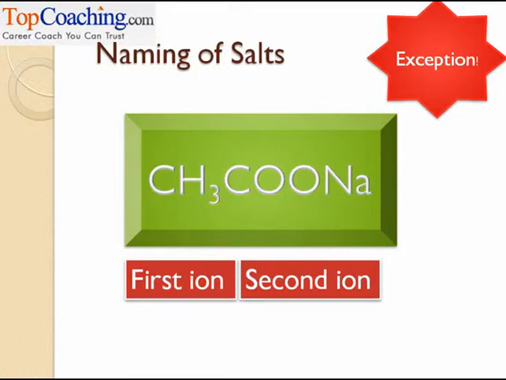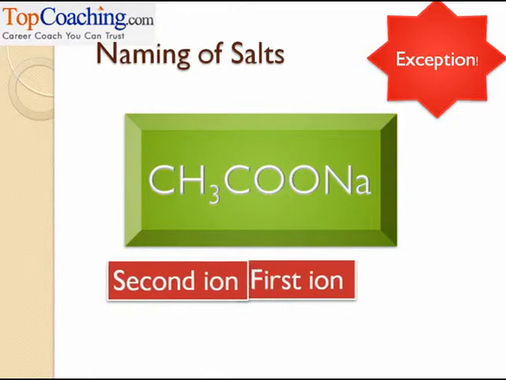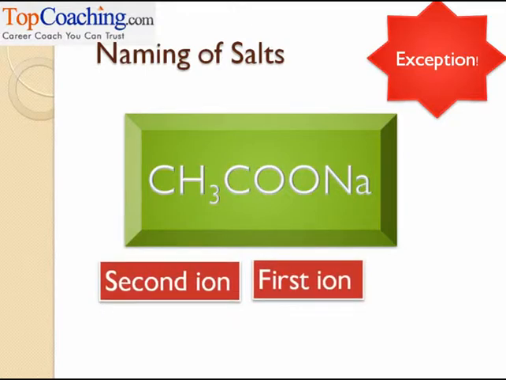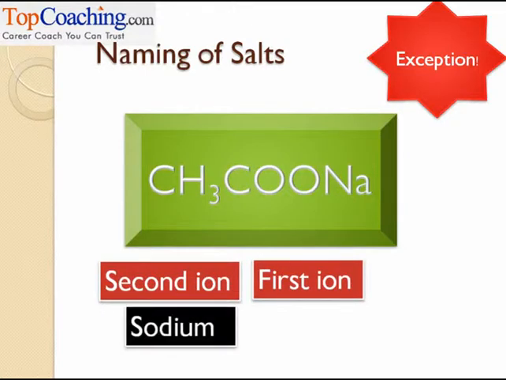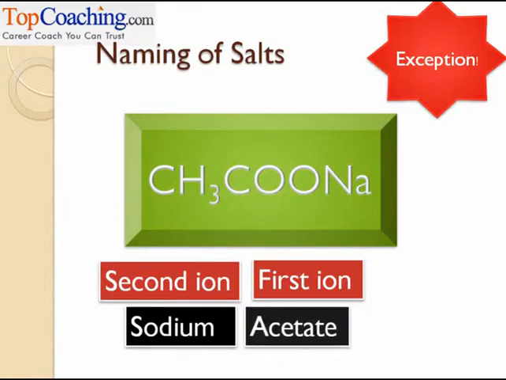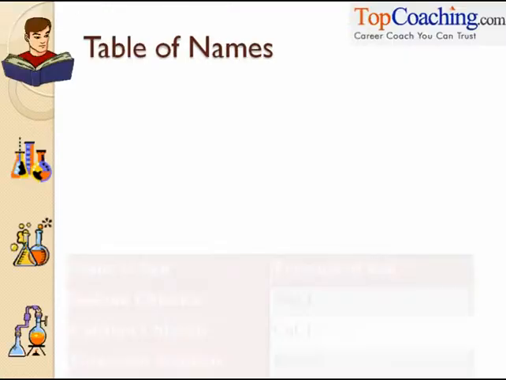So in this case, the second ion comes first and the first ion comes later. So the name of this salt is sodium acetate instead of acetate sodium. So as you can see, unlike the other cases, in this case we've named the second ion first and the first ion second. But this is one of the only exceptions. In all other cases, you'll have the first ion first and the second ion second.